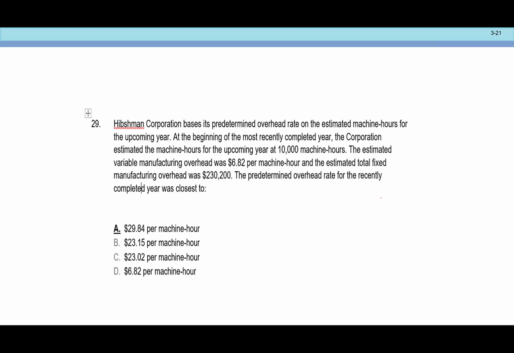Let's look at this Hibbsman Corporation. It bases its predetermined overhead rate on estimated machine hours. Again, you don't have to use labor hours. You can use machine hours, direct labor dollars, whatever. What you use, by the way, is the activity that you think best drives your overhead, right?